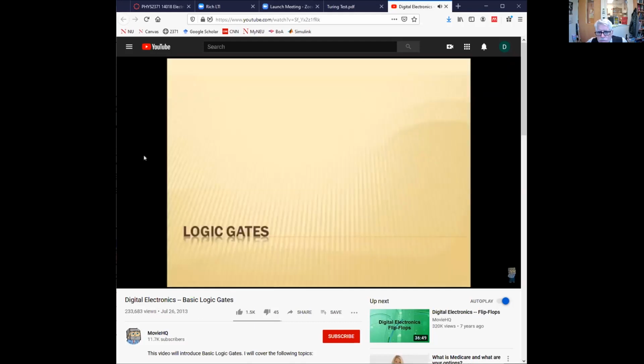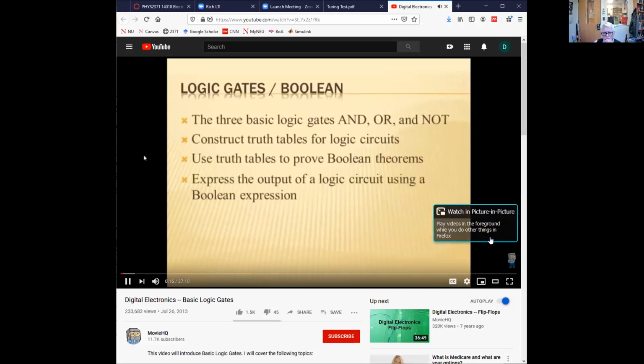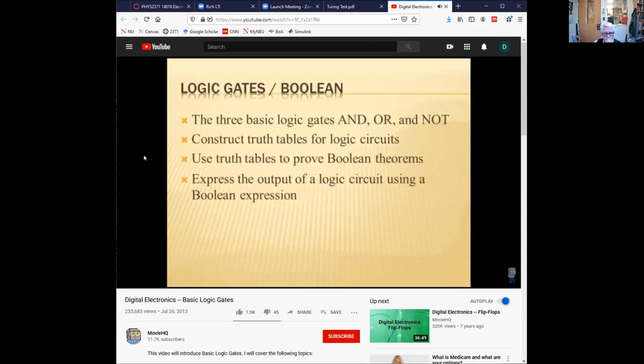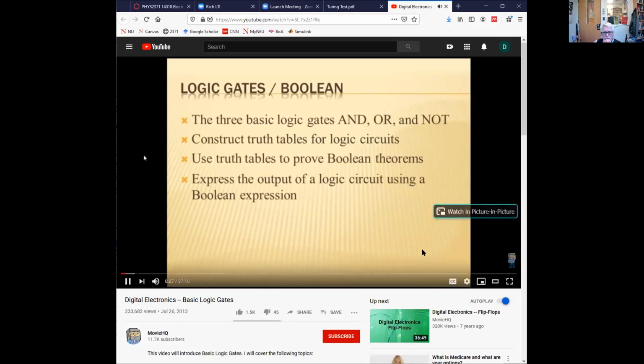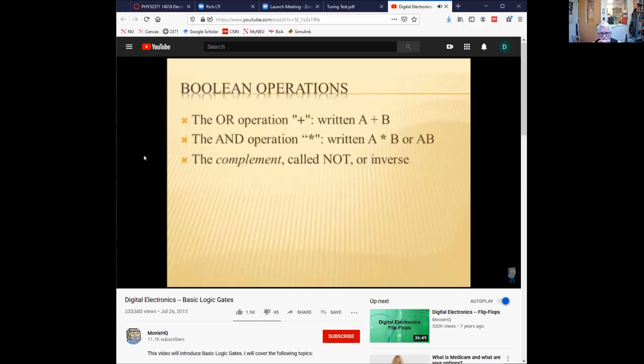In this lesson, we're going to discuss logic gates and how they apply to digital electronics. We're going to talk about the 3 basic logic gates, the AND gate, the OR gate, and the NOT gate. We're going to construct some truth tables for these logic circuits so you can see how inputs and outputs relate to each other. We're going to use these truth tables to provide Boolean theorems and prove that they're actually accurate. And we're going to express the outputs of logic circuits using Boolean expressions and vice versa, Boolean expressions as logic circuits. So let's get started.